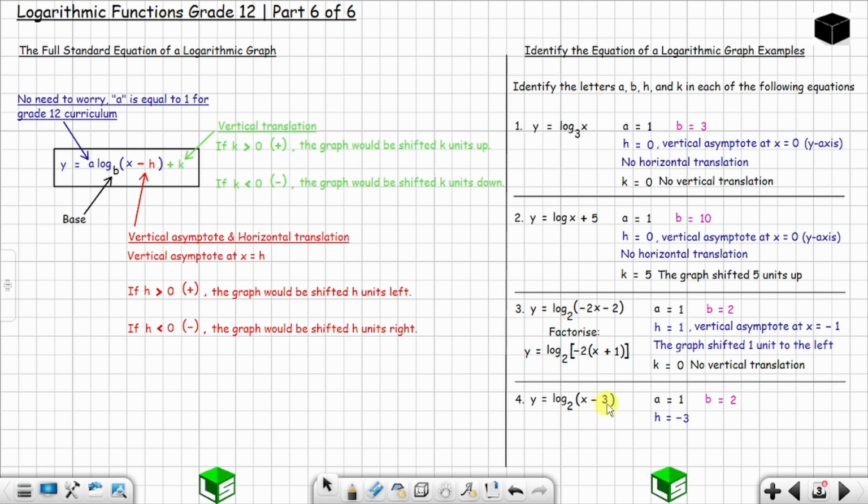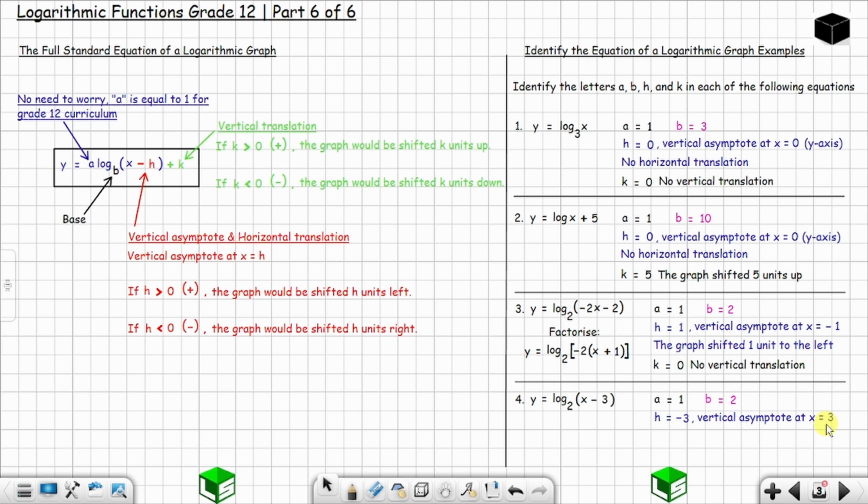And your vertical asymptote is at x is equal to 3, right? The opposite as we did in the previous example. So from negative 3, the vertical asymptote is at x is equal to 3. From negative 3 to a positive 3. This is how you do it. You can try to sketch the graph. You are going to see that there is a vertical asymptote at x is equal to 3.